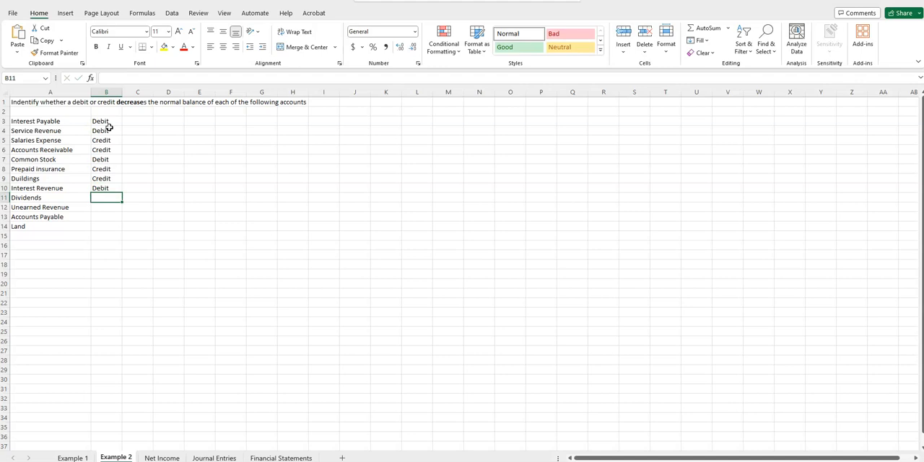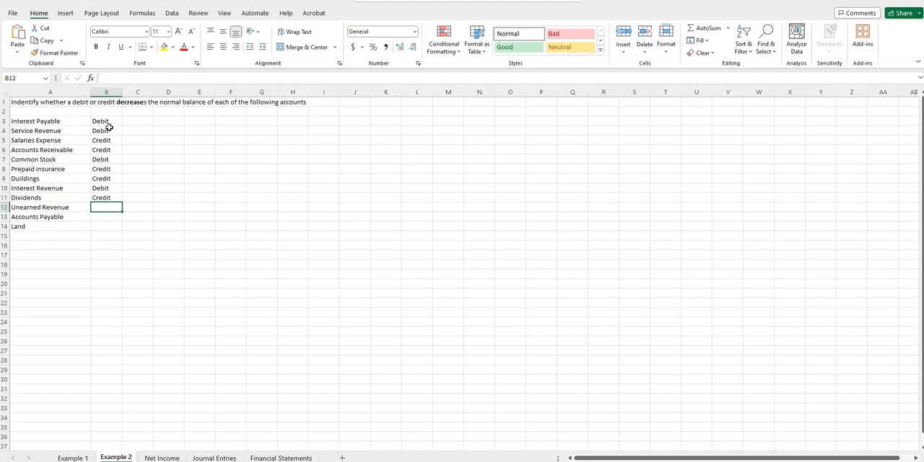Dividends. Dividends are a normal debit account, so normal debit accounts get decreased with a credit. Unearned revenue. So this is different. Don't get confused here with a revenue account. Unearned revenue is a liability. This means that we've received money for a good or service we have not delivered yet.